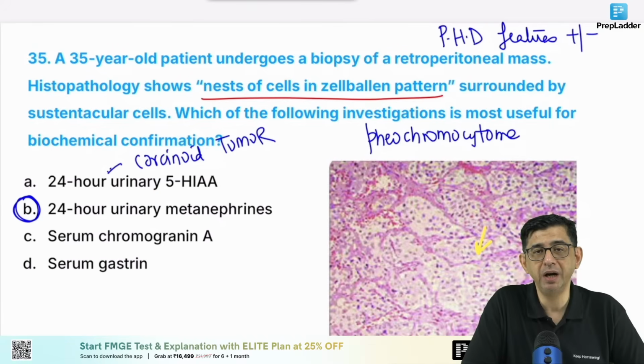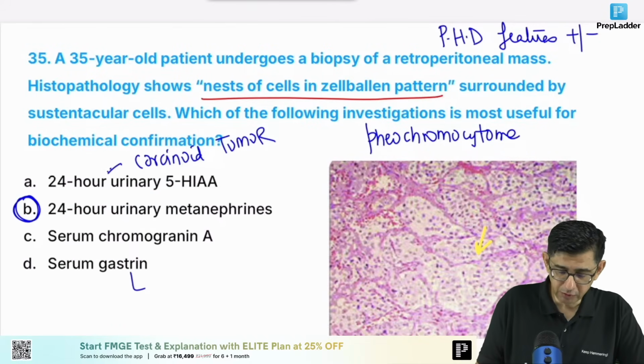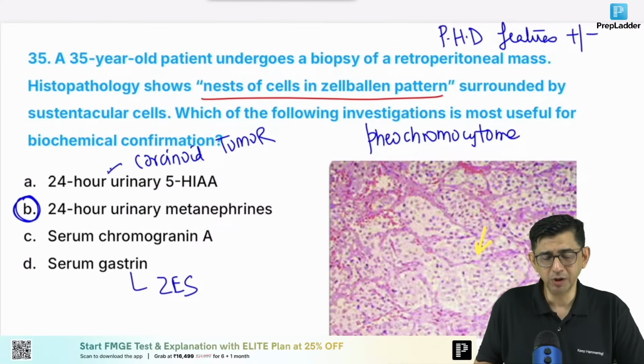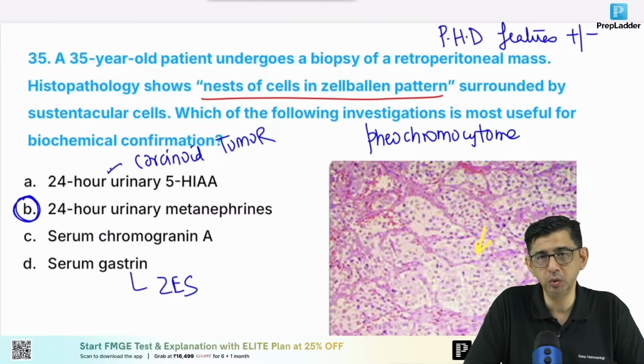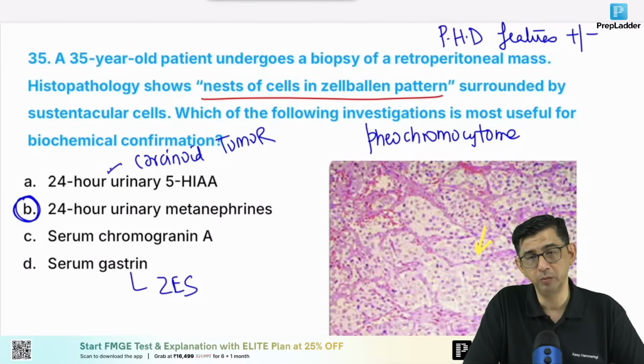5-HIAA would stand for hydroxyindole acetic acid. Serum gastrin levels would be useful for diagnosis of Zollinger-Ellison syndrome. Chromogranin A is related to pheochromocytoma as well as to even some forms of lung cancer, but urinary metanephrine is the best investigation for biochemical confirmation of diagnosis of pheochromocytoma.